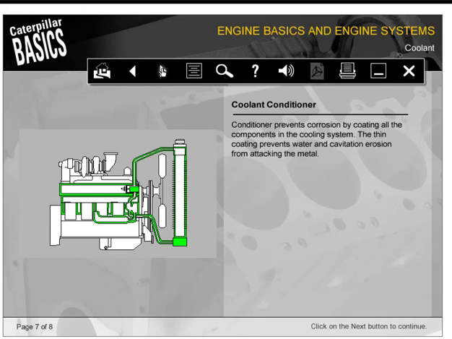Conditioner prevents corrosion by coating all the components in the cooling system. The thin coating prevents water and cavitation erosion from attacking the metal.